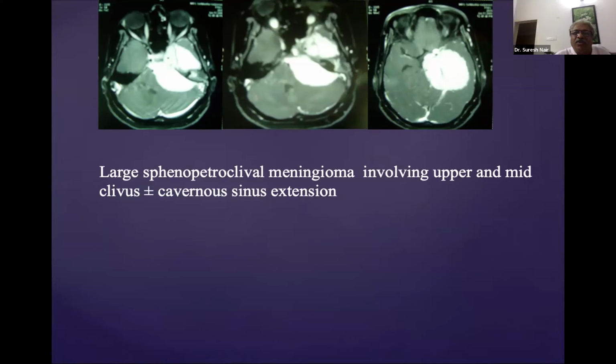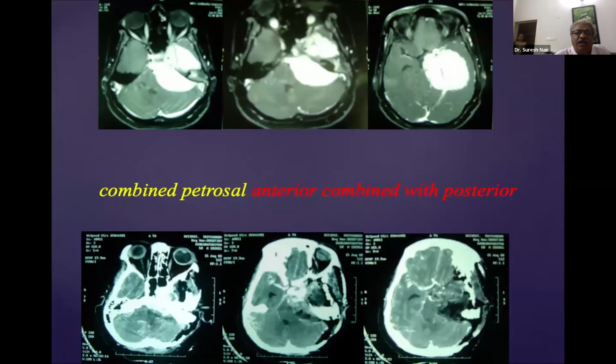What about Misra? What will you do? I'll tell you: the first case, supracerebellar approach, semi-sitting, the first case you showed, right? The second case, retrosig. The third case, staged, middle fossa followed by retrosig. Okay, I got it. So what we did is a combined petrosal, anterior and posterior, and in one stage we took the tumor out.